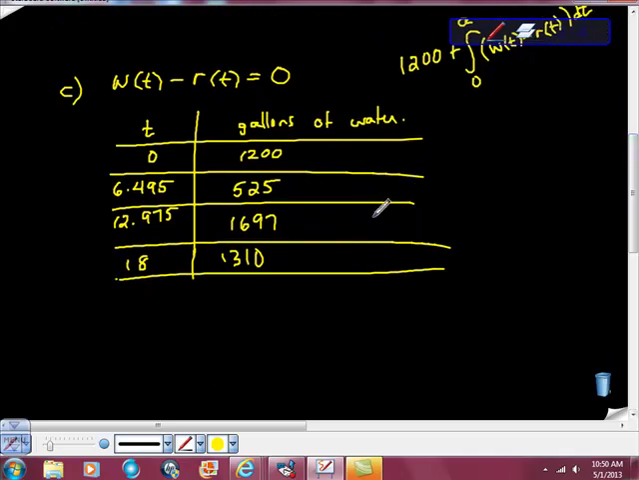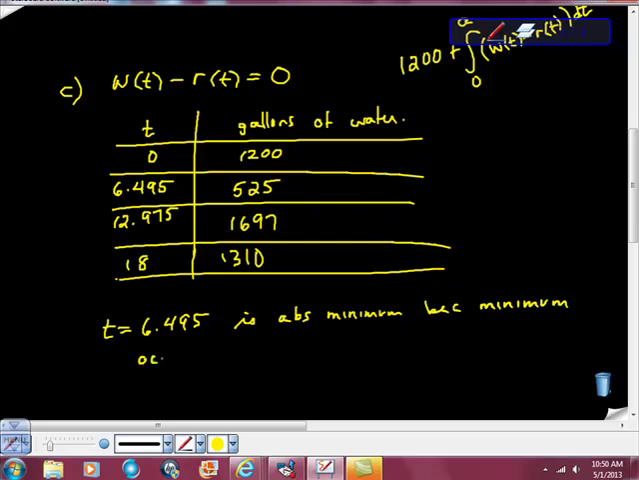So now what's the lowest value? So t equals 6.495 is the absolute minimum, because minimums or maximums occur at endpoints or critical values. All right? So I think that should really sum this up.